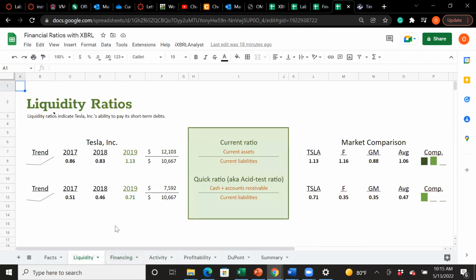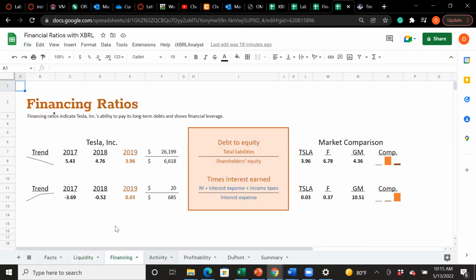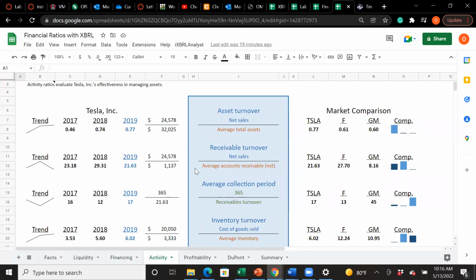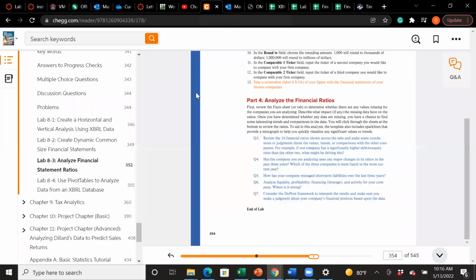Tesla's doing pretty good, and they're definitely liquid, so they'll be able to cover their short-term liabilities, and they also have an okay debt to equity ratio and times interest earned ratio. I haven't seen that used a lot, but it is increasing, so I wouldn't make that a red flag. And activity, we just went over that. Okay, so for the last question, consider the DuPont framework to interpret the results and make a judgment about your company's financial position based upon the data.